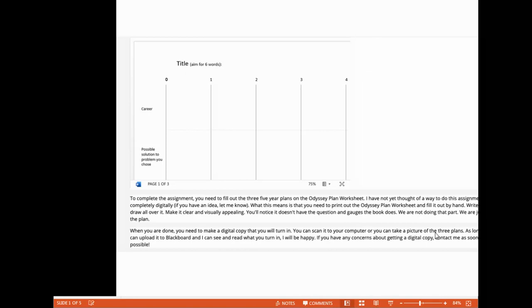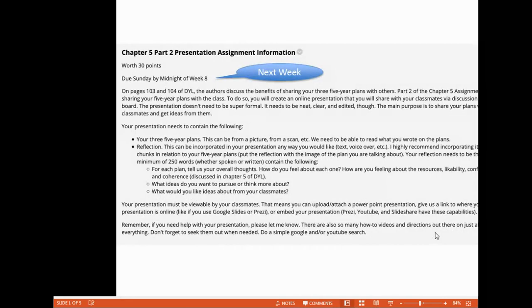So it doesn't have the question and gauges that the book does. It doesn't have those areas because we're not doing that part. We're just doing the plan. When you're done, you need to make a digital copy that you'll turn in. You can scan it to your computer. You can take a picture of the 3 plans. As long as you can load it to Blackboard, I'm happy with it. And so far, people have been figuring it out just fine this semester.